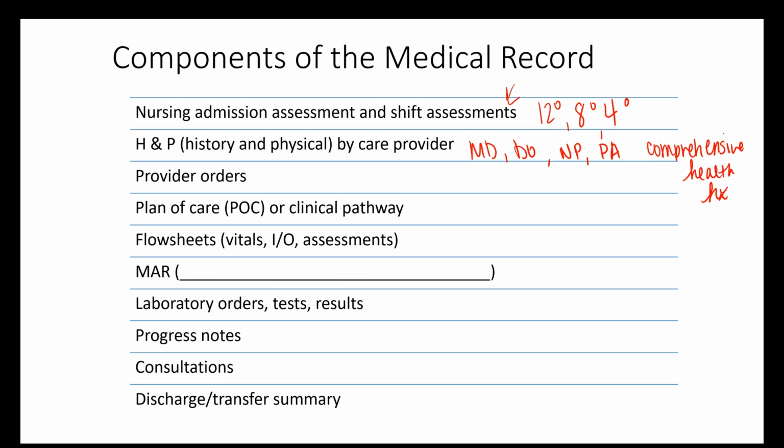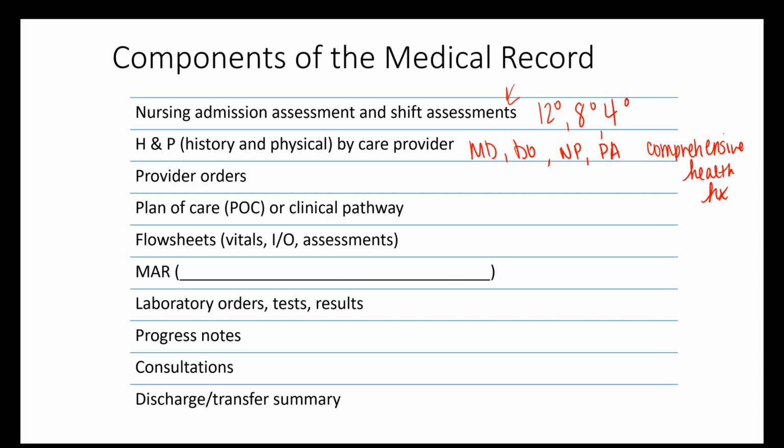Our plan of care is what we are intending to do for the patient. The clinical pathway helps us to know exactly what it is that we need to do. So if the patient is admitted with pneumonia, a clinical pathway will give us a very specific set of guidelines: we need to draw blood cultures within 2 hours, we need to administer antibiotics, and they're going to get breathing treatments. So that is completed in there. We have our flow sheets, which I already told you a little bit about.